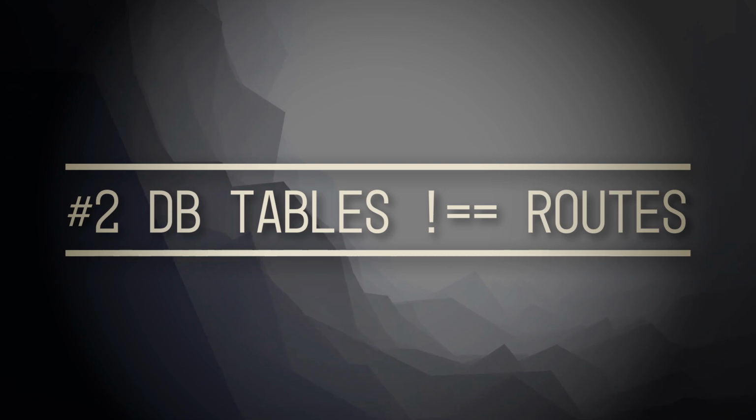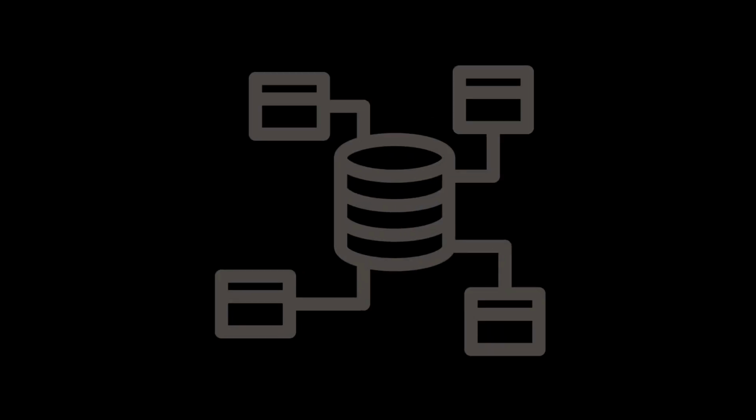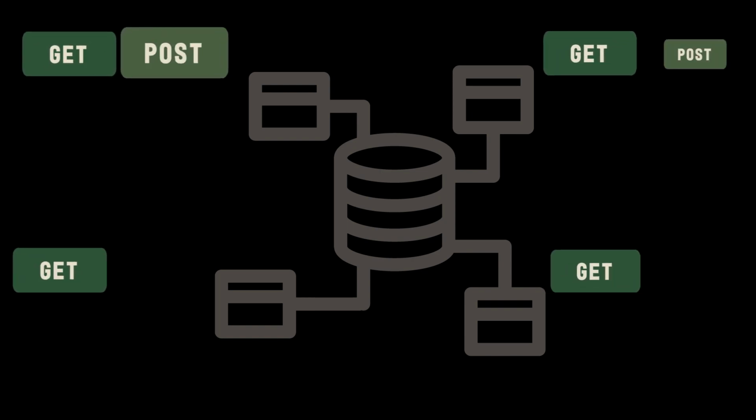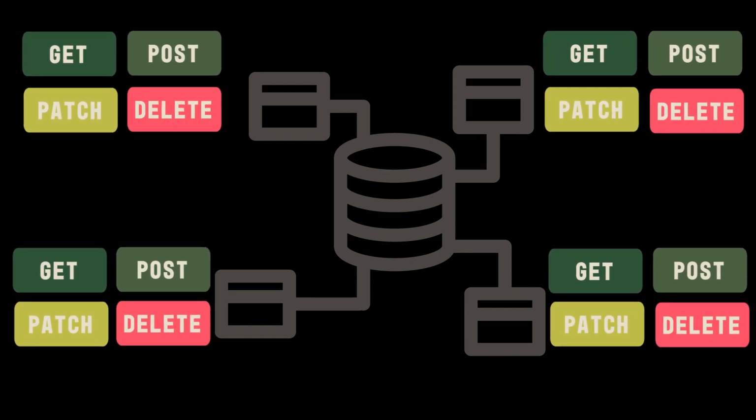Number 2, avoid thinking of endpoints as a one-to-one mapping of your database tables. This is probably the most common mistake I see in API design when folks first get started. New backend engineers often think an API should simply implement all the CRUD operations for every table in the database. So they create an endpoint for each table and then go to work implementing the GET, POST, PATCH, and DELETE version of those endpoints. This will likely result in a suboptimal API design that is awkward and cumbersome to interact with, especially as data models get more complex.